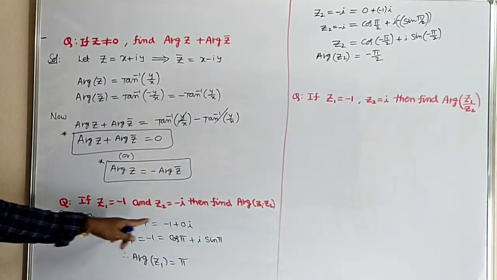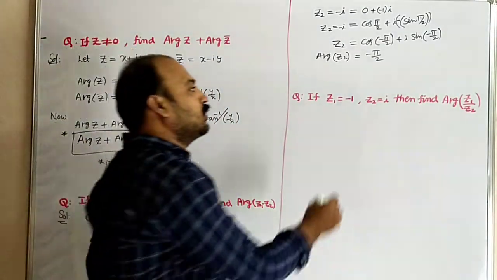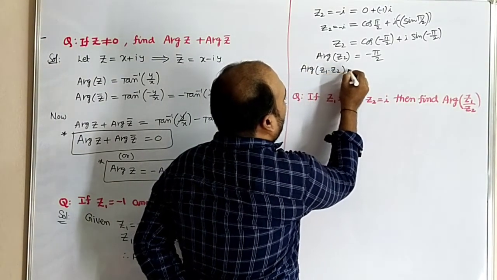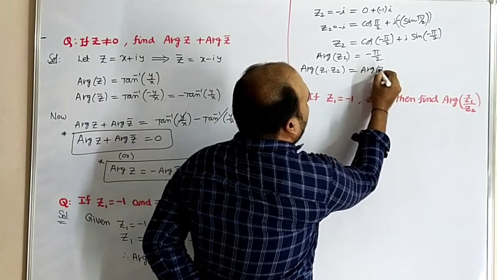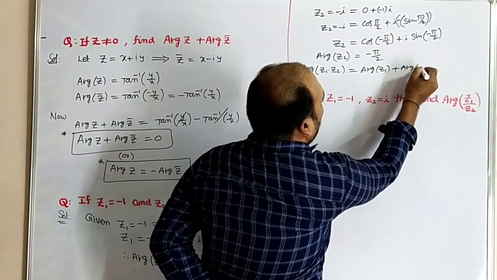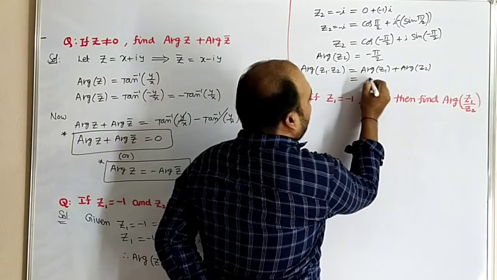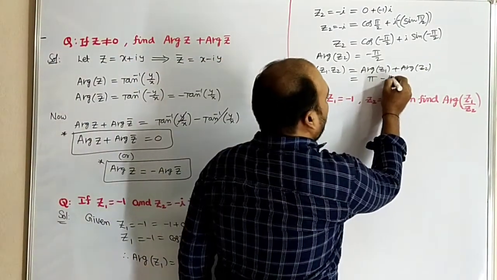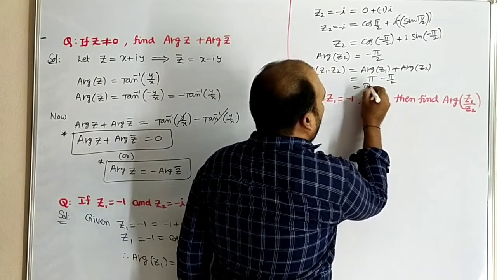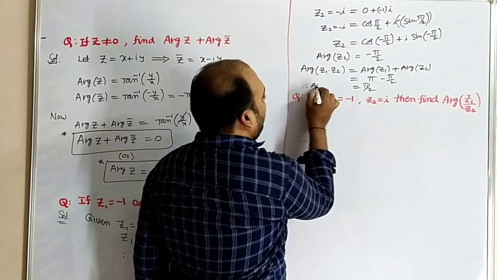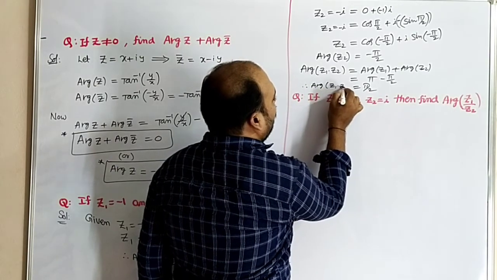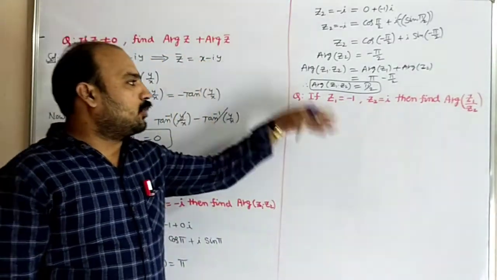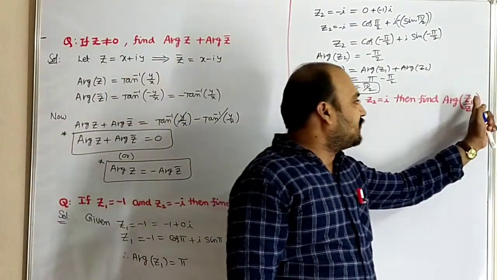But the question asks for the argument of z1 into z2. Argument of z1 into z2 is equal to argument of z1 plus argument of z2. Argument of z1 is pi, we got it here. Argument of z2 is minus pi by 2, so the sum is equal to pi by 2. Therefore, argument of z1 into z2 is equal to pi by 2. Same procedure you have to follow, but here they are asking argument of z1 by z2.